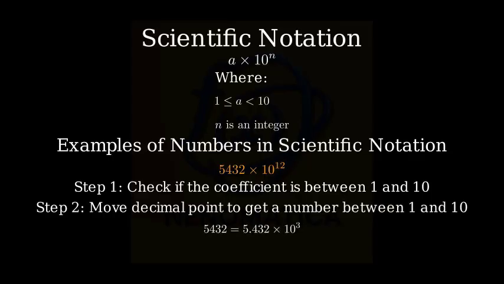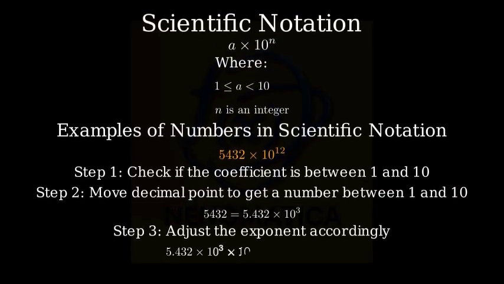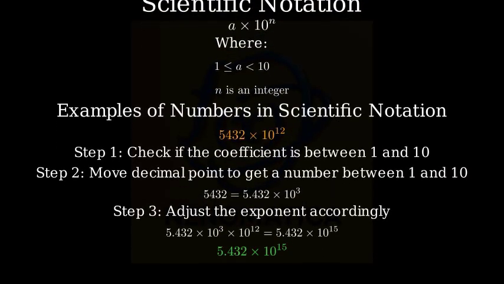We move the decimal point 3 places to the left, which gives us 5.432. When we move the decimal point 3 places to the left, we need to increase our exponent by 3. So we add 3 to our original exponent. 12 plus 3 gives us 15. So our final answer is 5.432 times 10 to the power of 15.